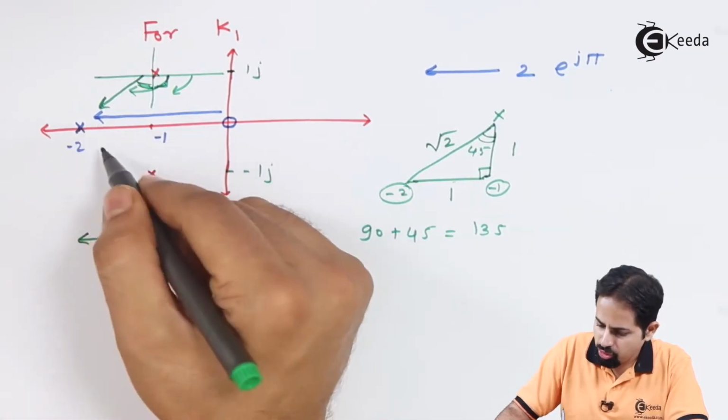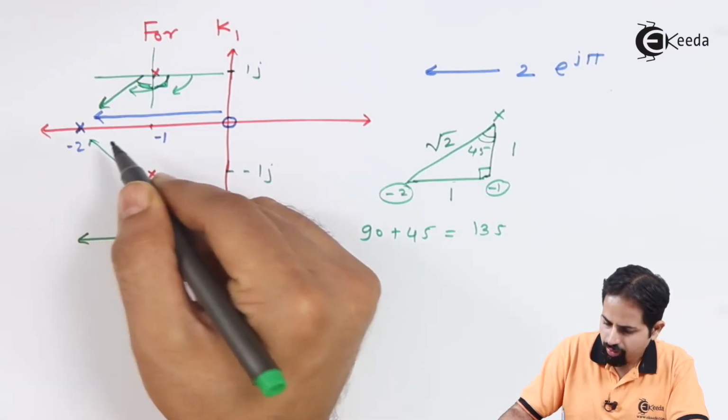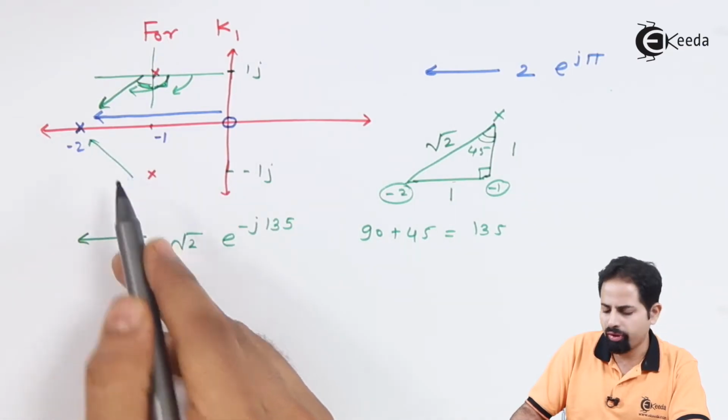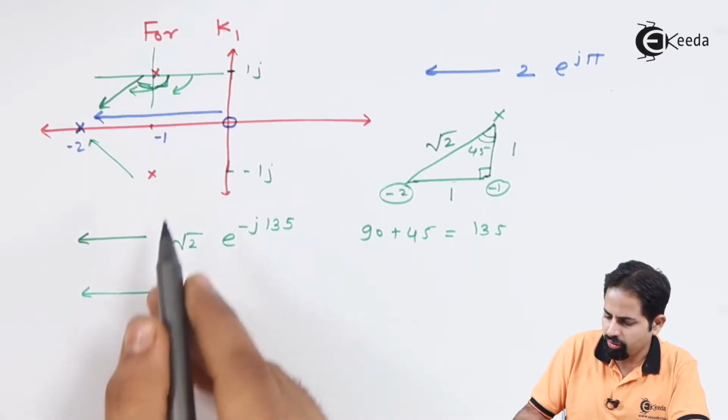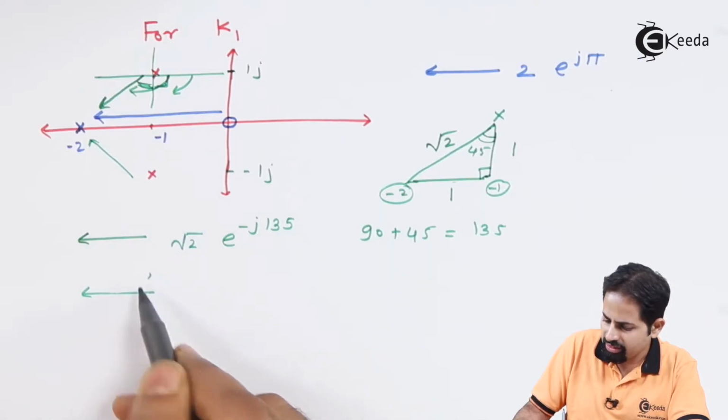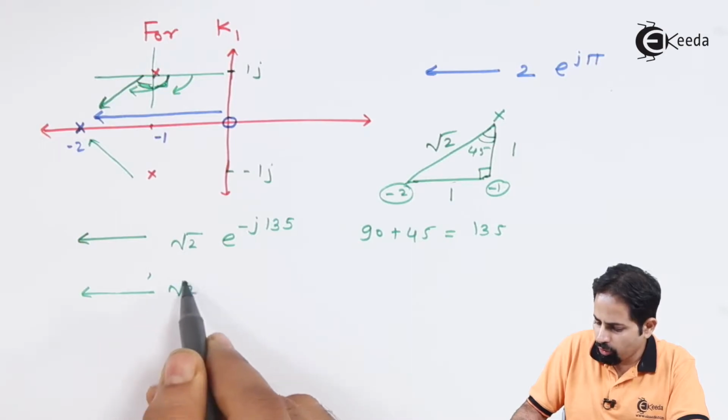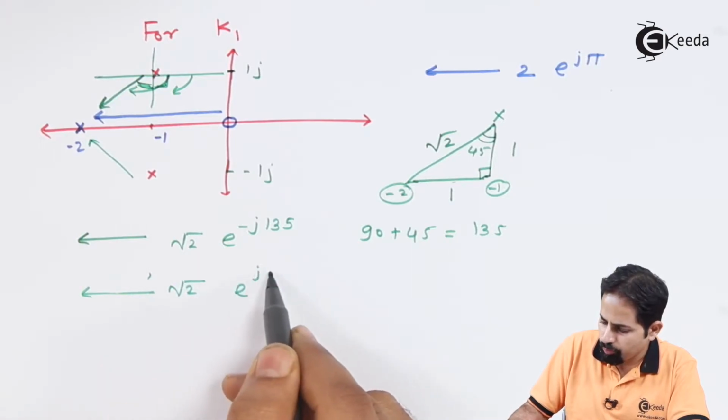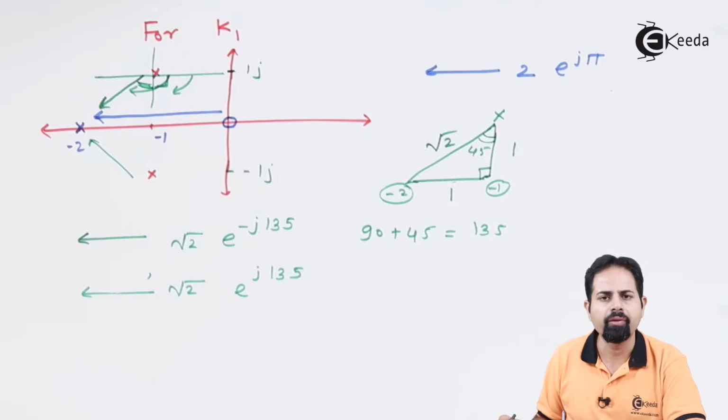And similarly, we can show that for this particular vector on the downside, the magnitude will be root 2, but the angle will be e raised to plus j135.